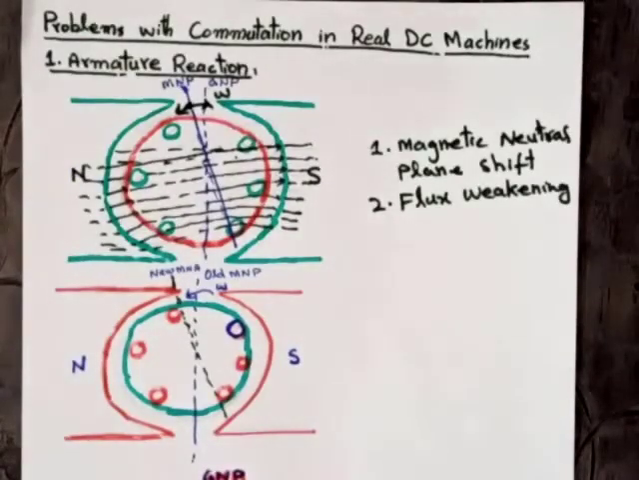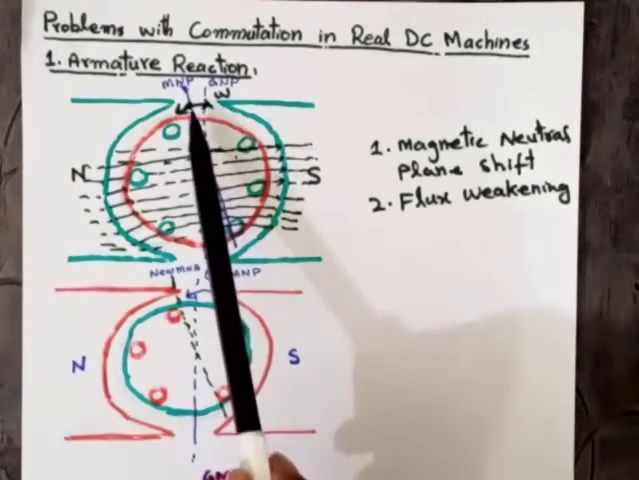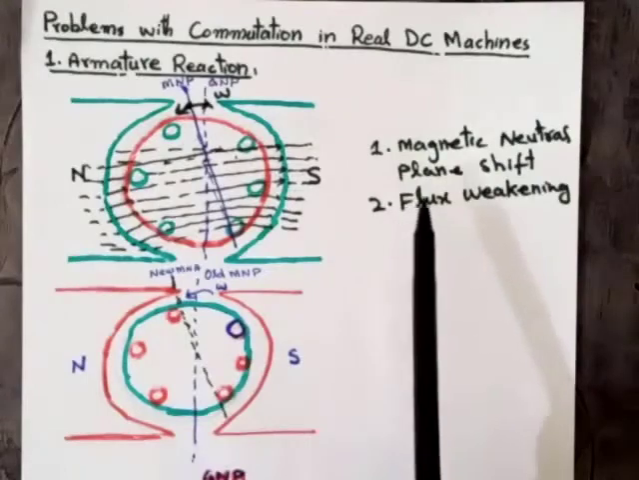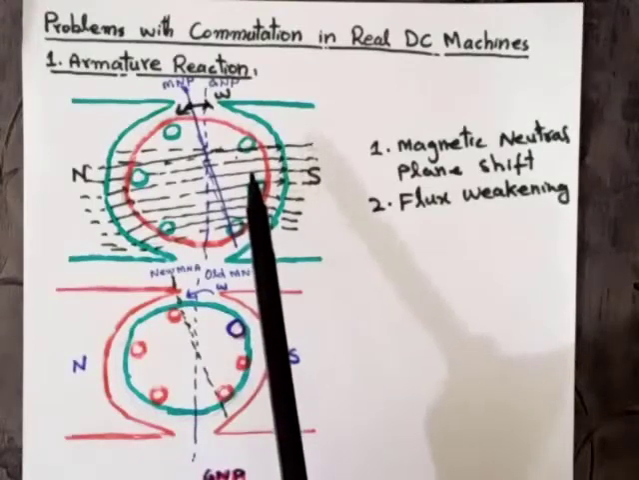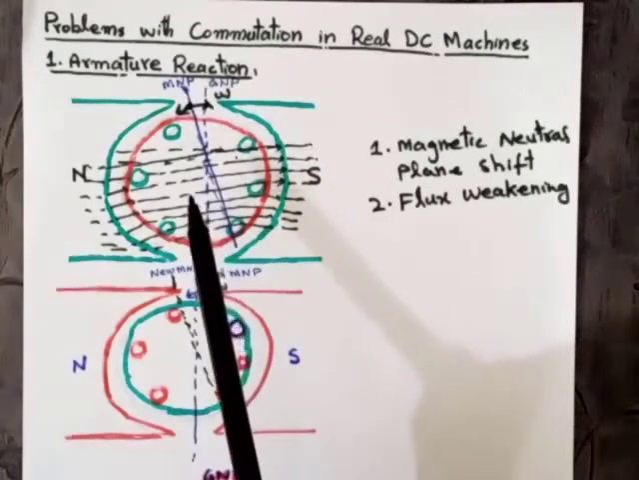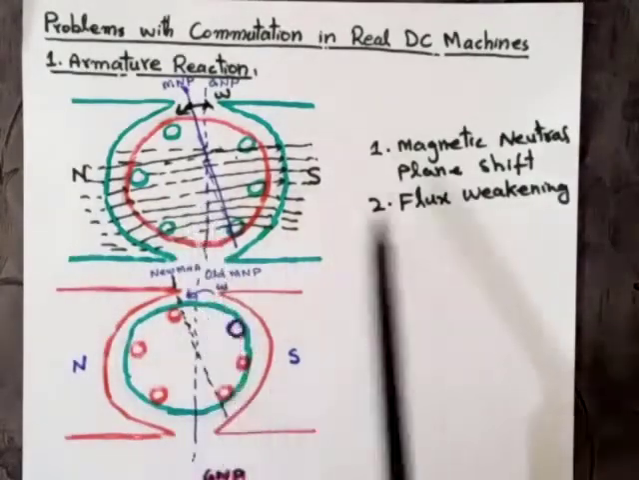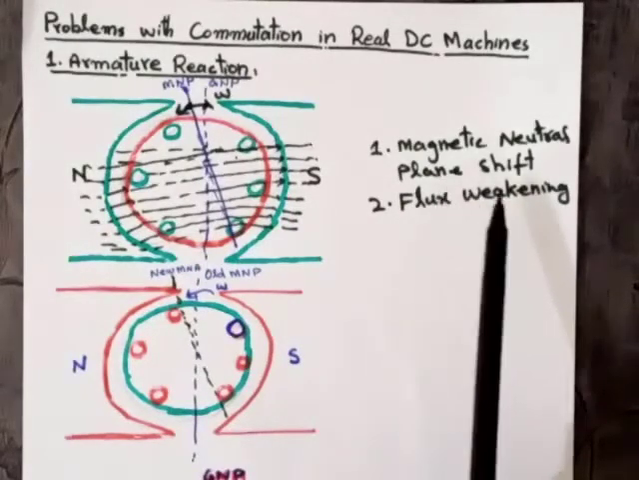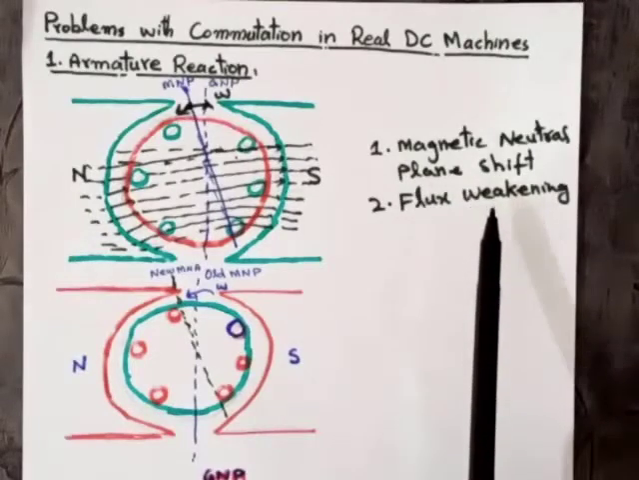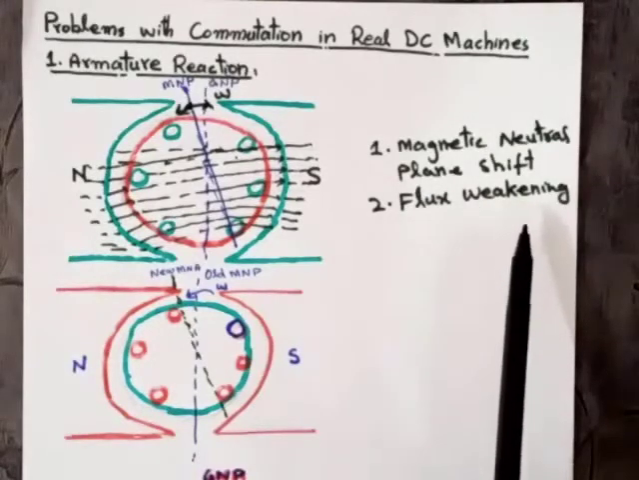There are two main issues that occur due to armature reaction. The first one is magnetic neutral plane shift. As you can see in this figure, the magnetic neutral plane is shifted. The second one is that, due to the armature field, a change occurs in the original magnetic field. Due to this, the flux will reduce, which is flux weakening. These are the two main issues that occur due to armature reaction: the first is magnetic neutral plane shift, and the second is flux weakening.